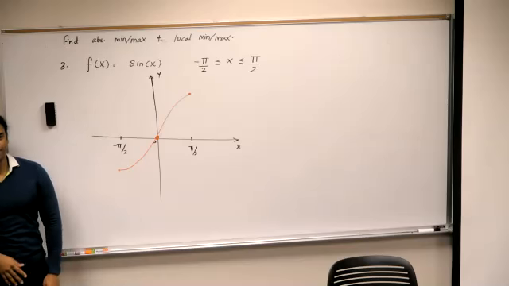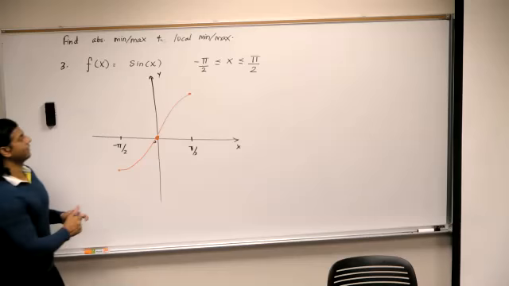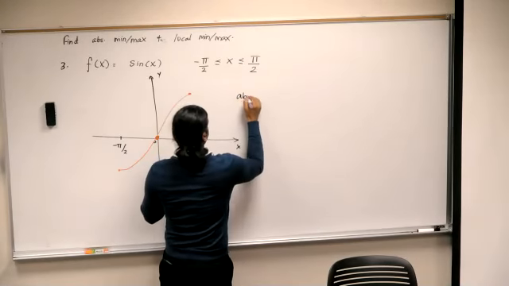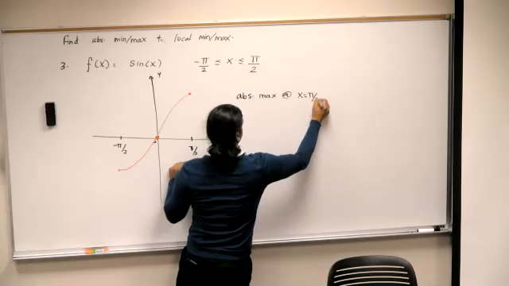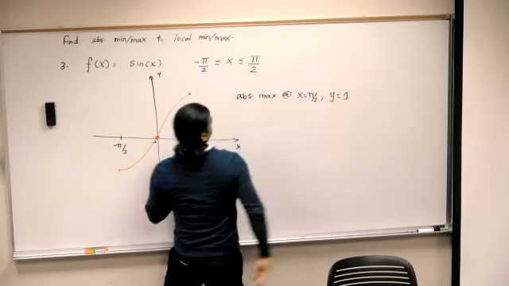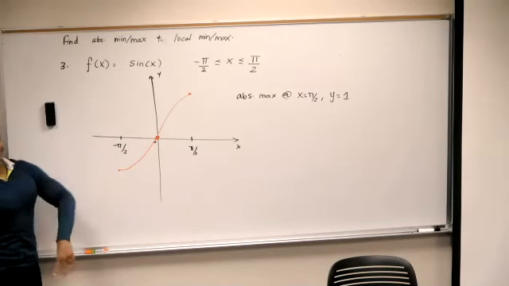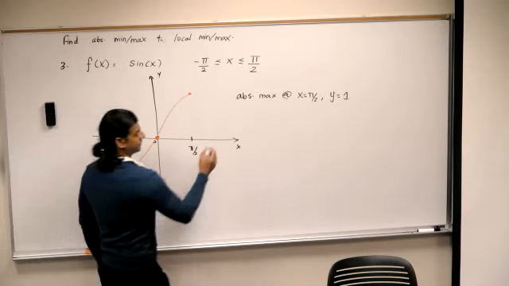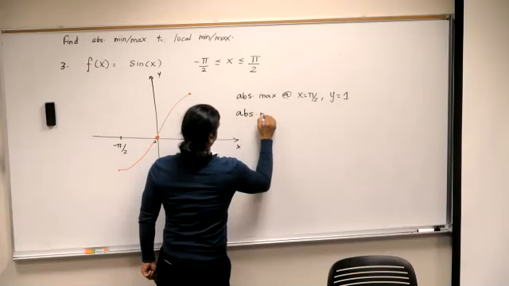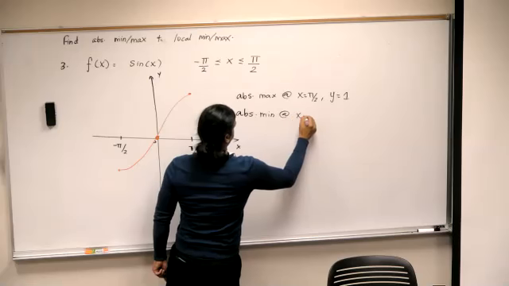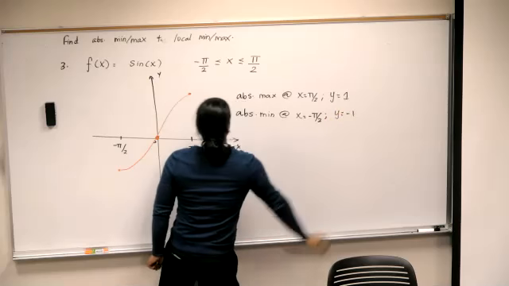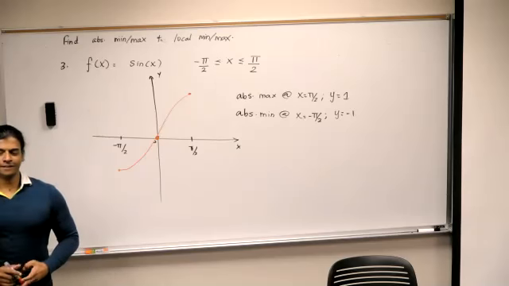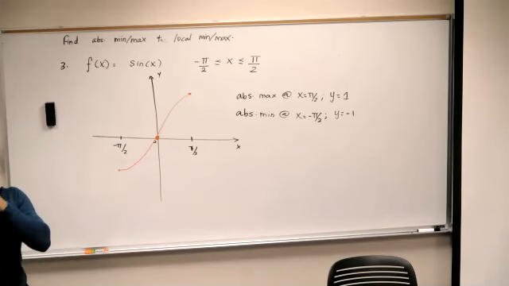Does it have an absolute maximum? Yes. Where is it at? That's going to be x equals π/2. If you're asking about the y value, that'd be 1. And does it have an absolute minimum? x equals -π/2, y equals -1. Does it have a local maximum or minimum? No parameter defined, so no.